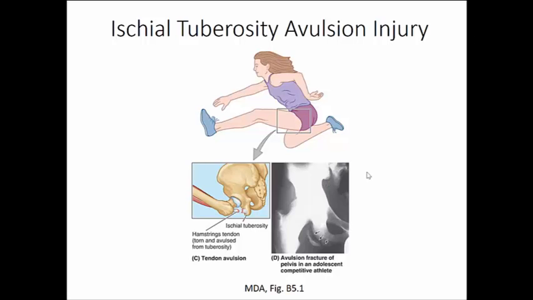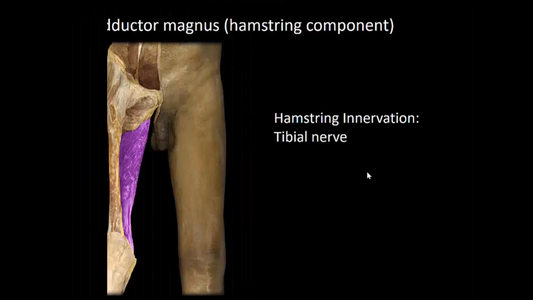Avulsion fractures of the ischial tuberosity are another potential injury in adolescent athletes due to the hamstring's attachment to this location. The bottom image on the right illustrates this avulsion injury. A portion of adductor magnus also serves as a hamstring and thus also contributes to hip extension. Innervation of all the hamstring muscles is via the tibial nerve.